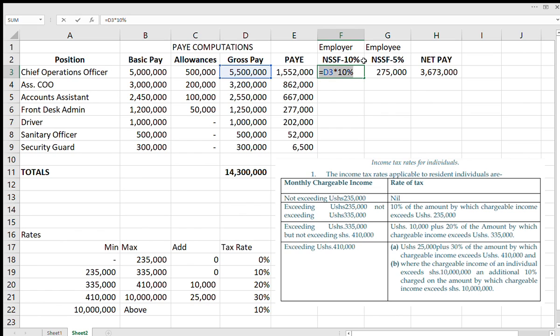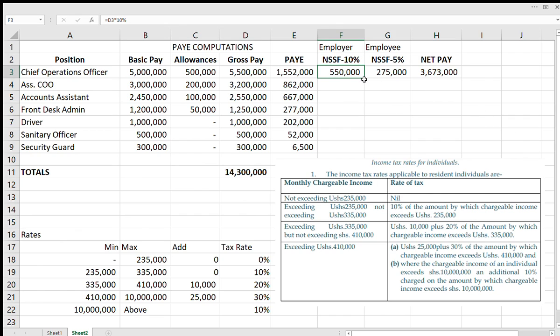To compute it, you say equals gross pay, you select that amount you are basing on, times 10%. The percentage is got by pressing shift, and then number 5 has the percent there on my keyboard. So enter. So you see that now the employer will have to contribute 550,000 shillings. That's the 10% of the 5,500,000 shillings.